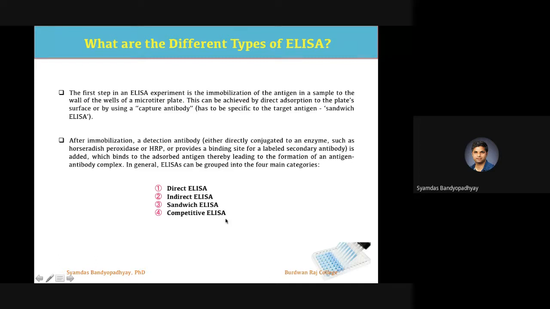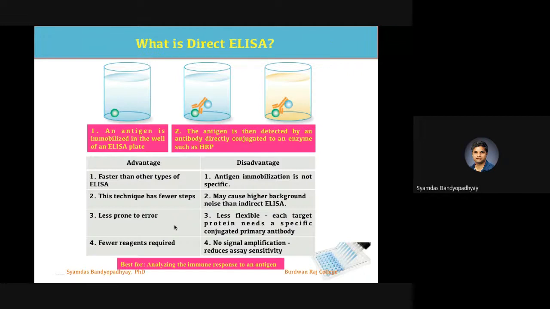Besides that, there are other modifications of ELISA. For example, people also do multiplex ELISA and other things, but we're not going to discuss those things. So let us briefly understand what are the different modifications of ELISA. So this one is the direct ELISA.